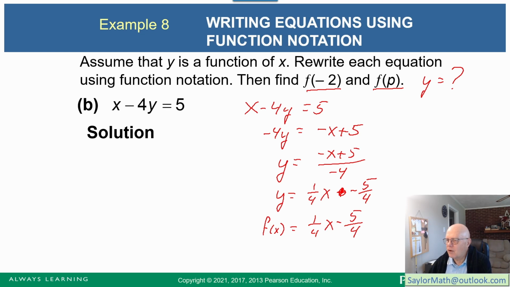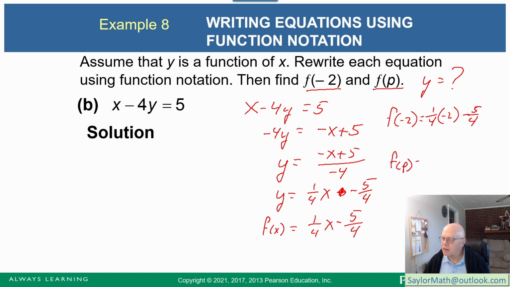Easy. Now f of negative 2. I'll use my function notation down here. I can get that value by taking 1/4 of what? The negative 2. And then at the end, I'm going to subtract 5/4. I'll let you do that for a change, okay? We'll see it in a second here.